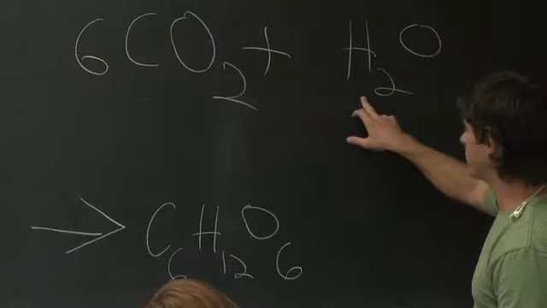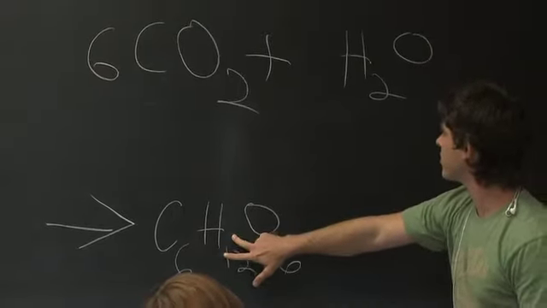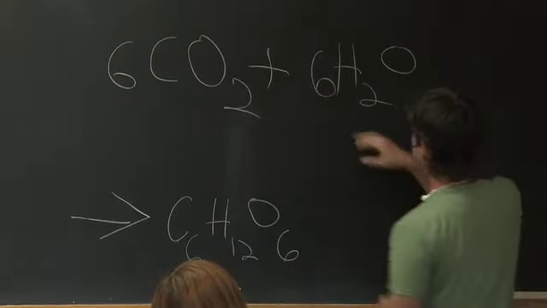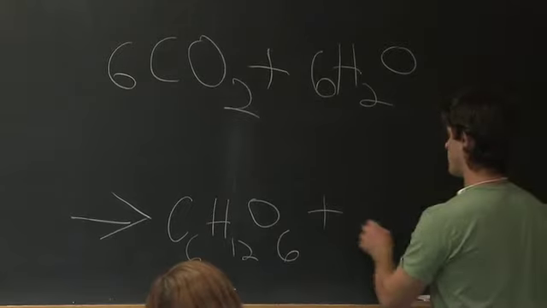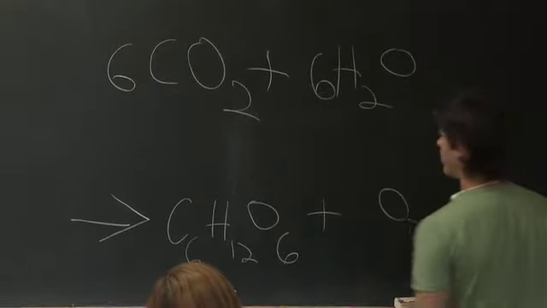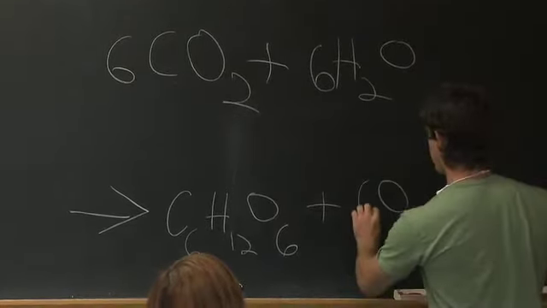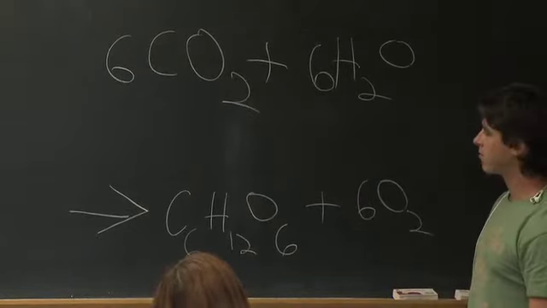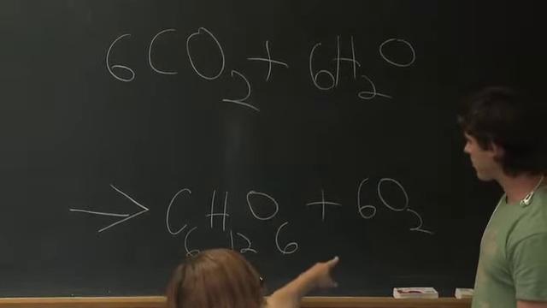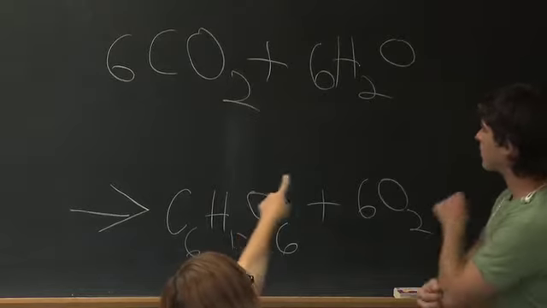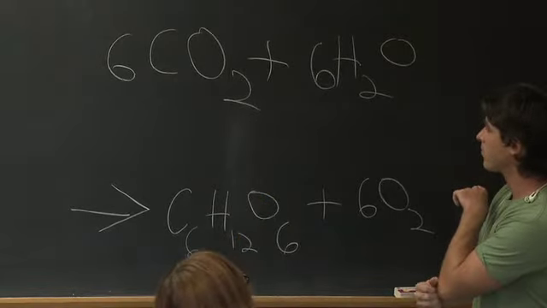We know we've got 12 hydrogens, so we know we have to have 6 of these at least just to get that. So we can have O2 over here. And since we've got 12 left over, we might as well just do that. So 6 plus 12 is 18 oxygens, right?